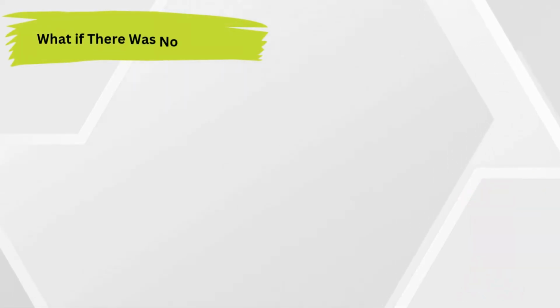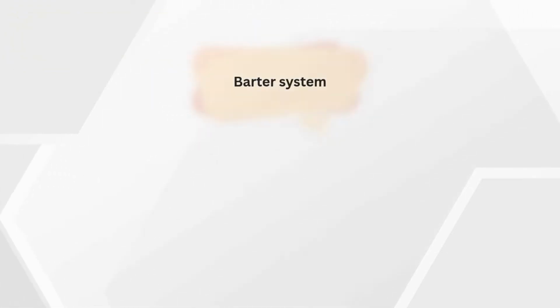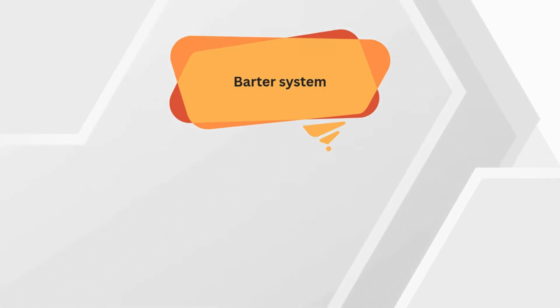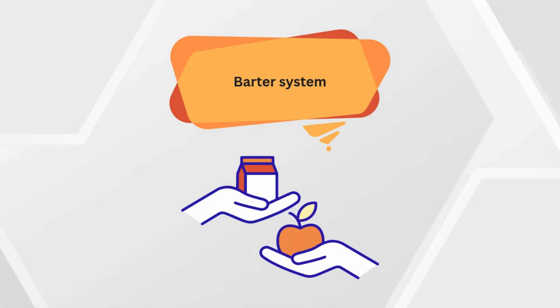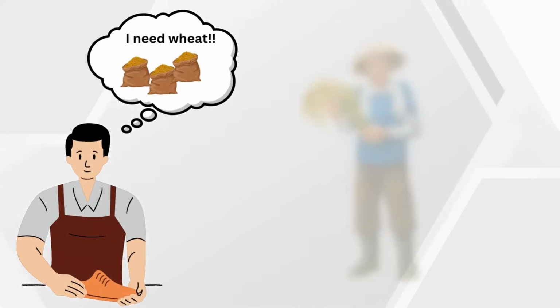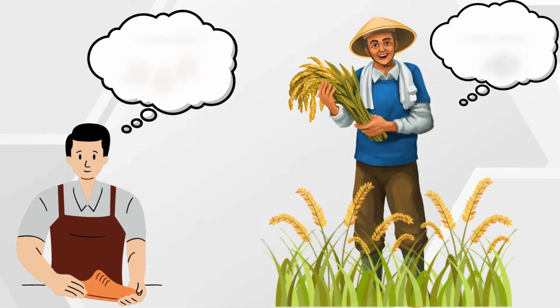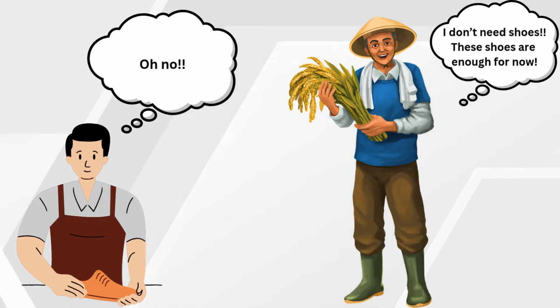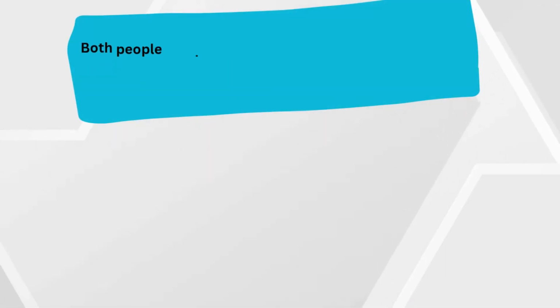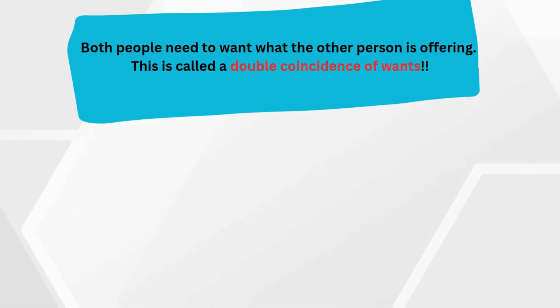Now let's go back in time to a world where no money existed. People used something called a barter system. That means they exchanged one good directly for another. For example, imagine a shoemaker who needs wheat. He would have to find a farmer who grows wheat and wants shoes. That's a pretty tough situation, right? What if a farmer already has shoes? Then the deal can't happen. Both people need to want what the other person is offering. This is called a double coincidence of wants.